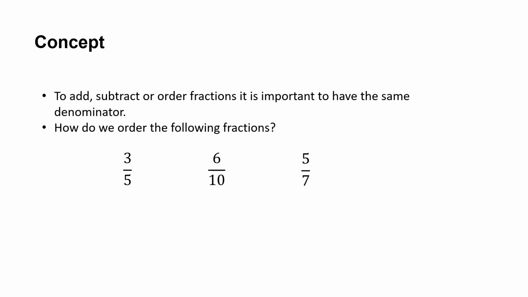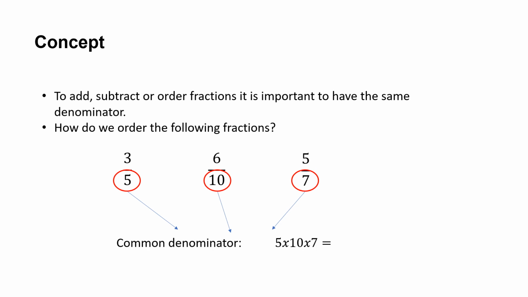I mean, how do we find out which one of these is bigger? It's not immediately obvious. So what we need to do is identify the denominators, and we need all of these to be the same number. One way that we can guarantee getting the same bottom number is to just multiply the denominators together. In this case, we have a 5, a 10, and a 7. We can just multiply these together, and that gives us 350.